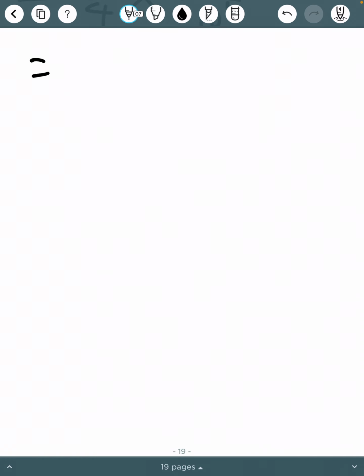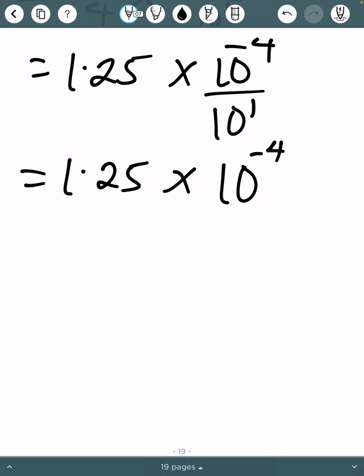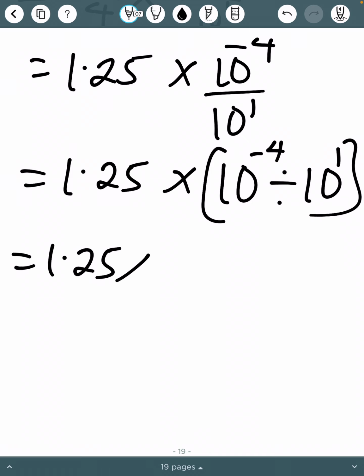5 over 4 on its own is 1.25. You could do that in your calculator. Then I have 10 raised to the power minus 4 over 10 raised to the power 1. This is 1.25 times 10 raised to the power minus 4 divided by 10 raised to the power 1. So that gives me 1.25 times 10 raised to the power minus 4 minus 1.